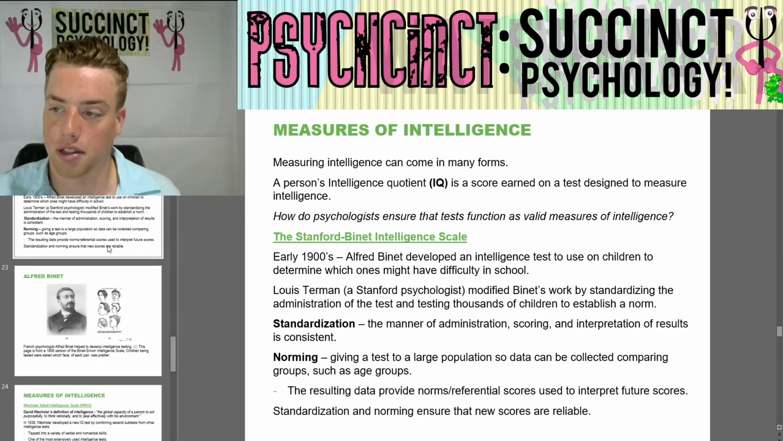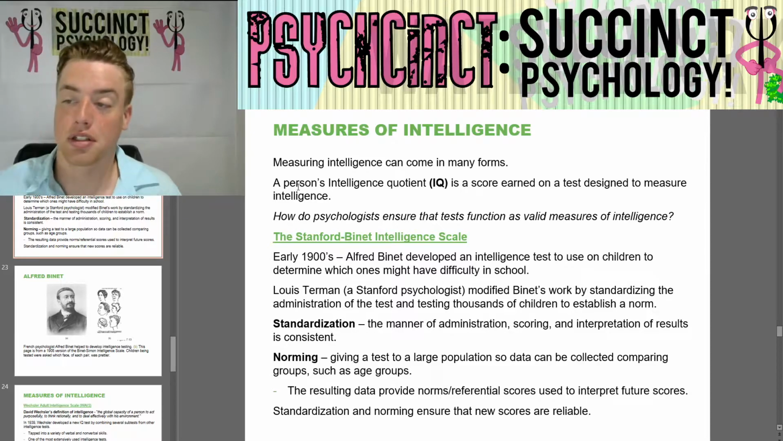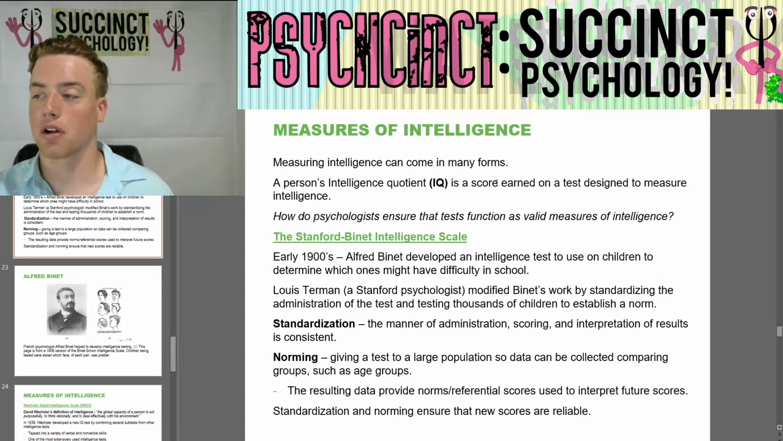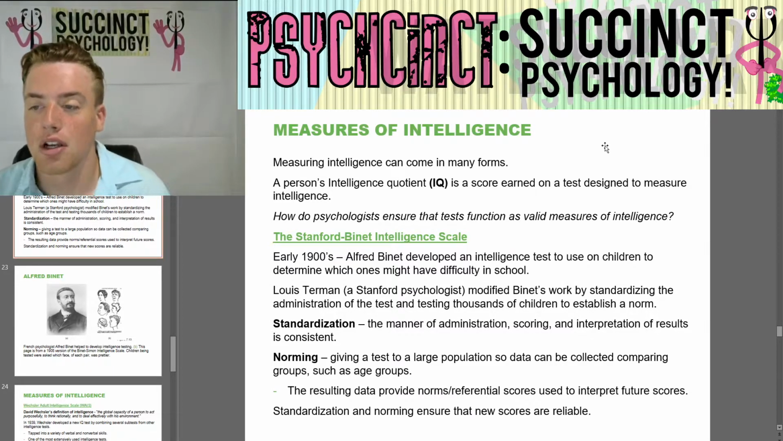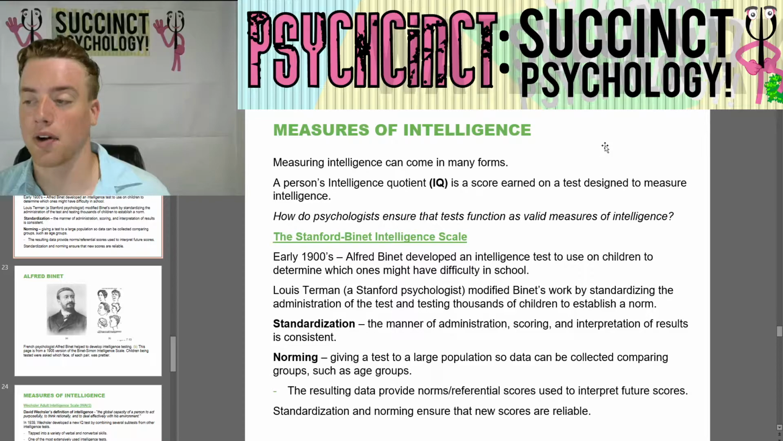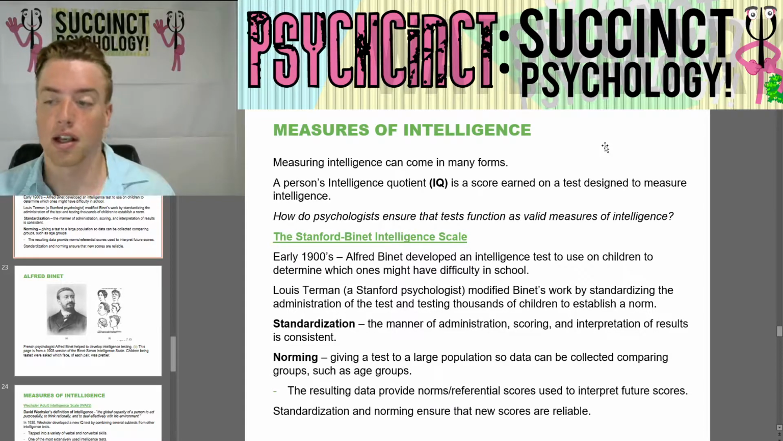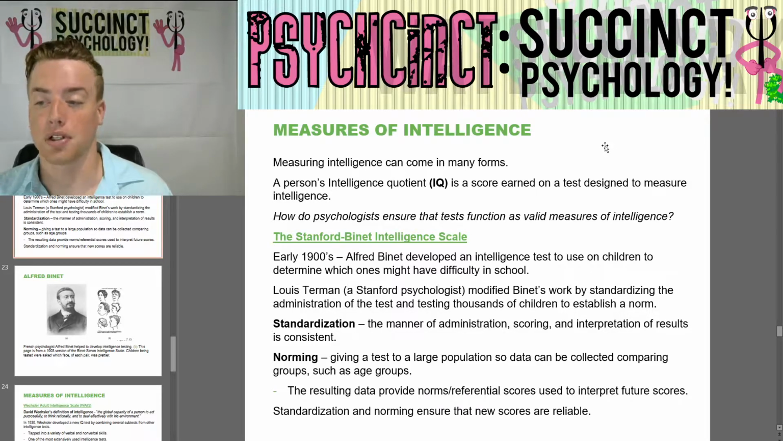So, measures of intelligence. Measuring intelligence can come in many forms. A person's intelligence quotient, or IQ, is a score earned on a test designed to measure intelligence. So, how do psychologists ensure that tests function as valid measures of intelligence? We have the Stanford-Binet intelligence scale. In the early 1900s, Alfred Binet developed an intelligence test to use on children to determine which ones might have difficulty in school. Lewis Terman, a Stanford psychologist, modified Binet's work by standardizing the administration of the test and testing thousands of children to establish a norm.